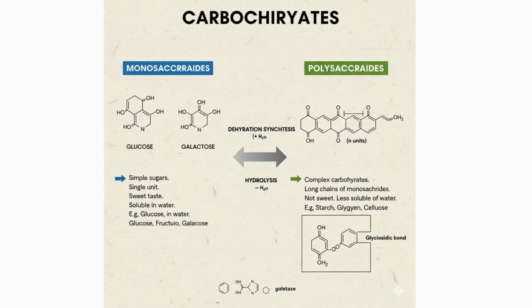We can discriminate between these types on the basis of their definition. For example, monosaccharides are the simple sugar molecules, while polysaccharides are the complex carbohydrates. Monosaccharides are single units while polysaccharides are long chains of the monosaccharides. Monosaccharides are sweet in taste and soluble in water, for example glucose, fructose and the galactose. While polysaccharides are not soluble in water or have less solubility. For example, starch, glycogen and the cellulose are examples of the polysaccharides.